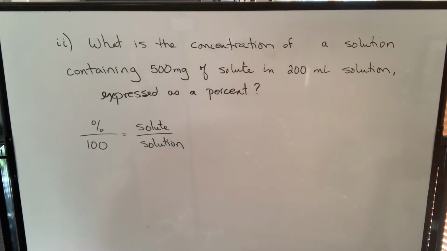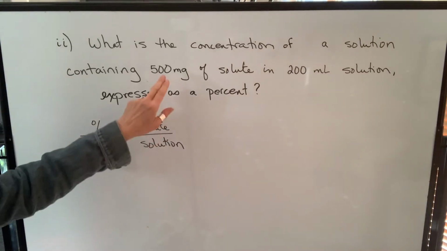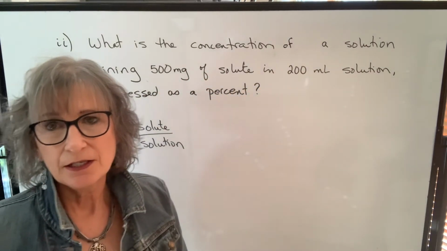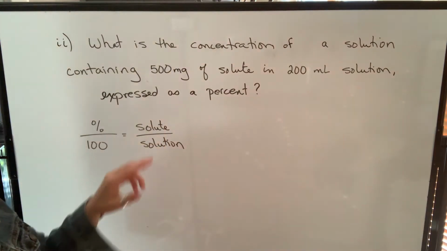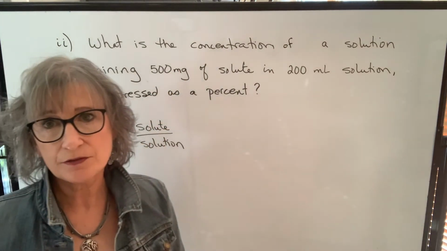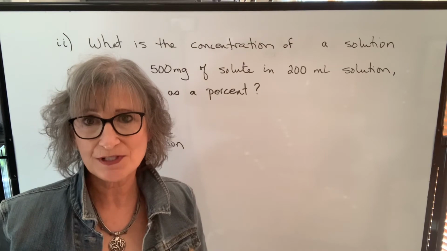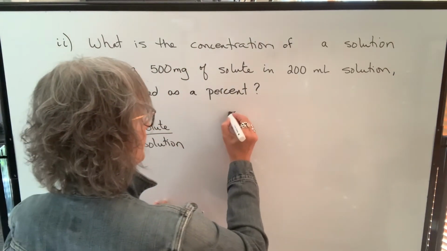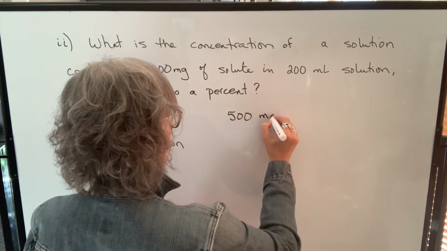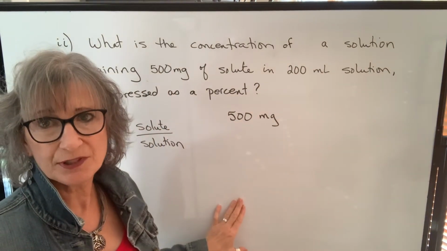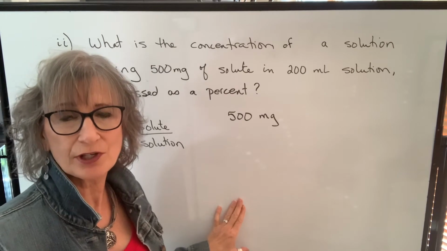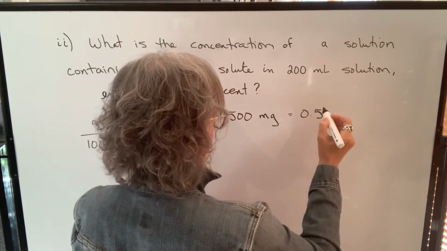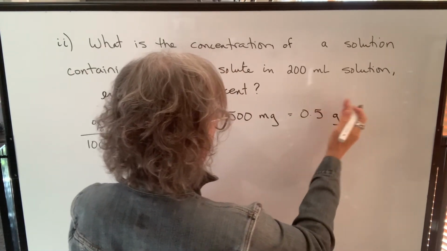In our next example, we have a solution that has 500 milligrams of our solute in 200 milliliters of solution. Units are extremely important. We can't work with milligrams when we're expressing our concentration as a percent. What we need to do is change 500 milligrams to grams. And in order to do that, we simply divide by 1,000 because there's 1,000 milligrams in a gram. So this would be equivalent to 0.500 grams. We don't need those zeros.